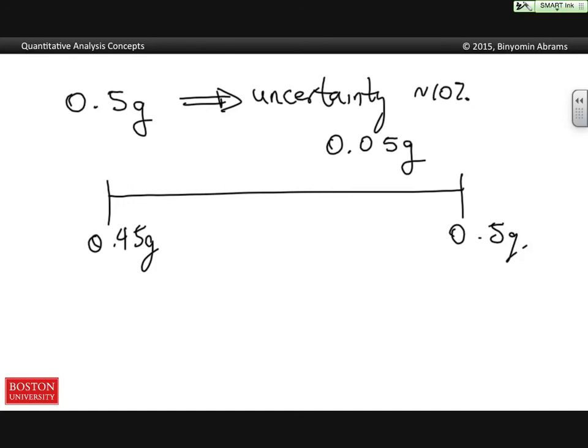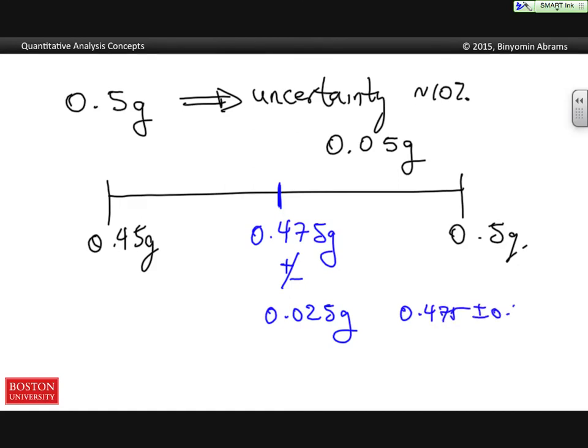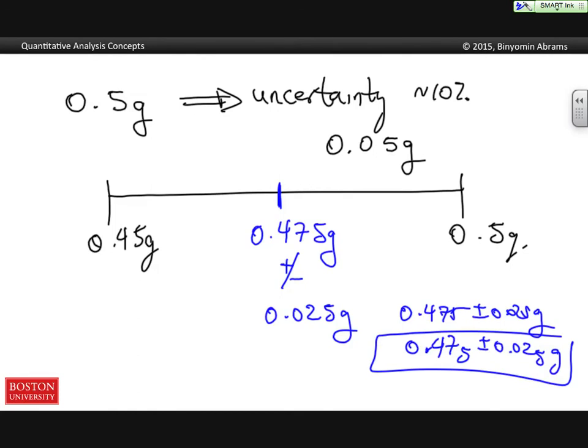If that's the case, we know that it's not 0.5, we know it's not 0.45, it's somewhere in the middle. So let's see, where's the middle? 0.475 grams. And the uncertainty that we have associated with this is plus or minus 0.025 grams. So we would report the amount that dissolved as 0.475 plus or minus 0.025 grams, or to the correct number of places with these last digits hanging. And so this would be our estimate of how much dissolved.